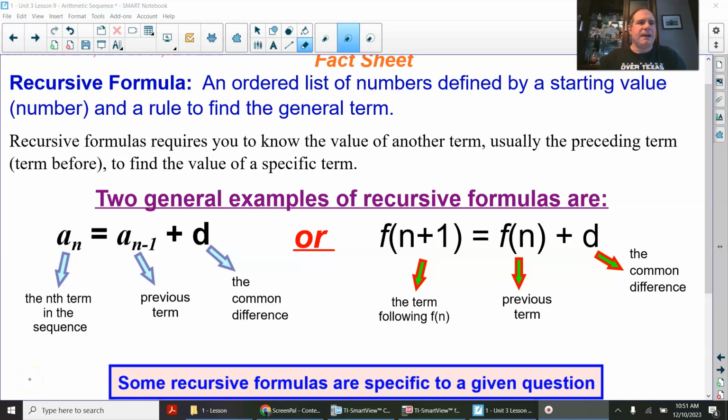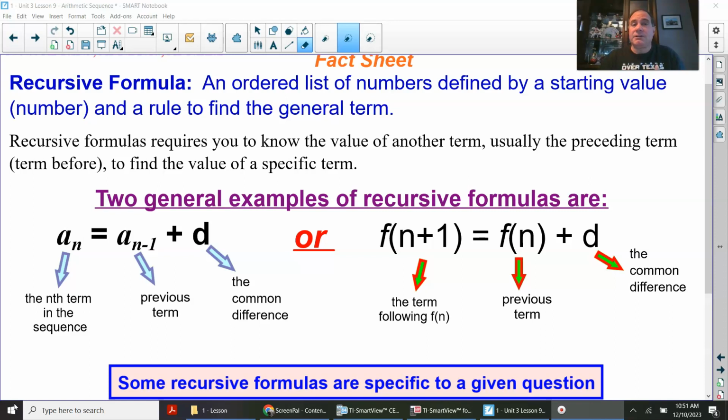All right, so here's a fact sheet. Recursive formula is the ordered list of numbers defined by a starting value, a starting number, and a rule to find the general term. Recursive formula requires you to know the value of another term, usually the preceding term, the term before. That's the recursive formula to find the value of a specific term. So this is something different than what we've been covering here. We were covering explicit formulas. Now we're covering recursive formulas.